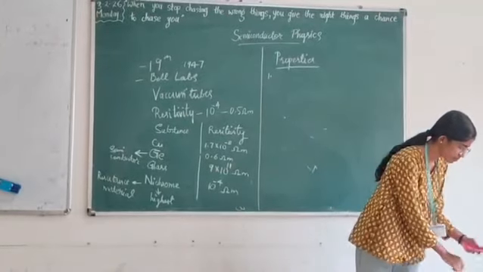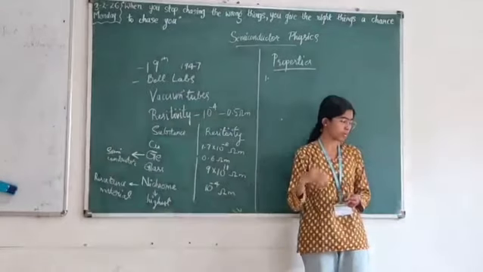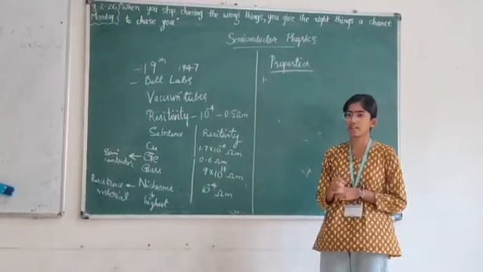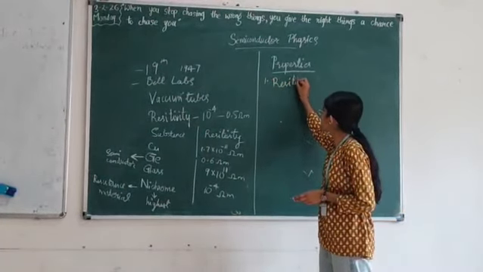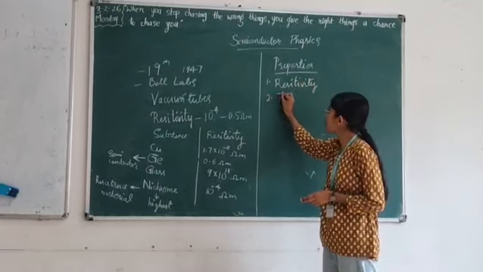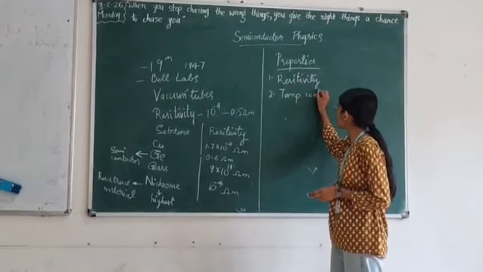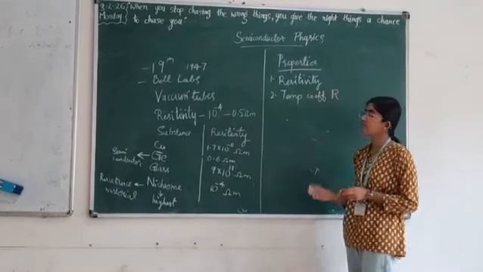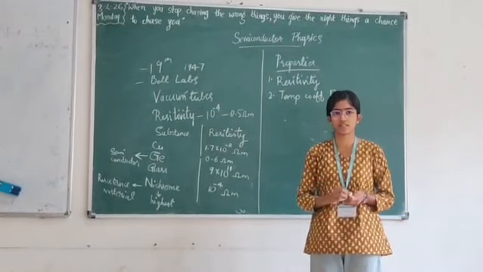That is, the resistivity of a semiconductor is less than insulator but more than conductor. This is the first property. Next property is related to temperature coefficient of resistance. So these semiconductors have a negative temperature coefficient of resistance.